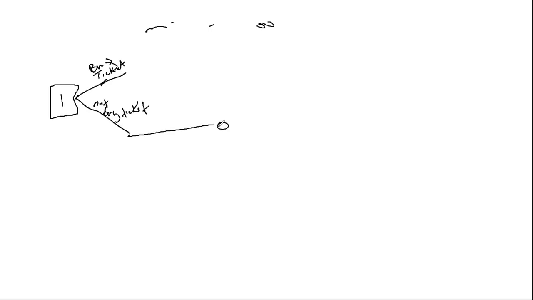Okay, so if we follow the rules in terms of making the decision tree, we're going to first start with our number one node, right? And then we're going to decide whether I should buy the ticket or not buy the ticket, right? So the decision is to buy the ticket or not buy the ticket. If we don't buy the ticket, there's nothing, right? Zero is the outcome. We're not going to get anything if we don't buy the ticket.